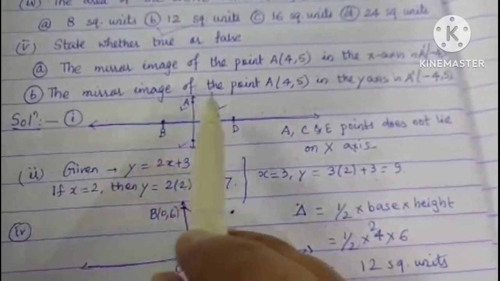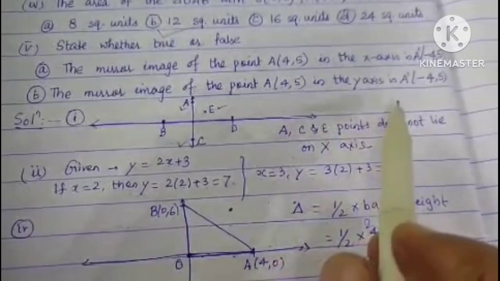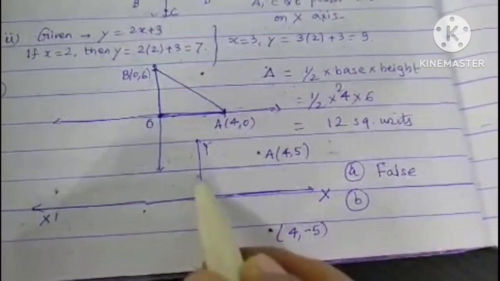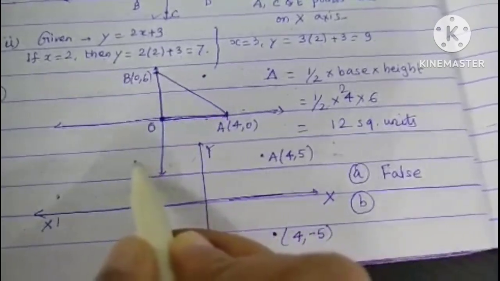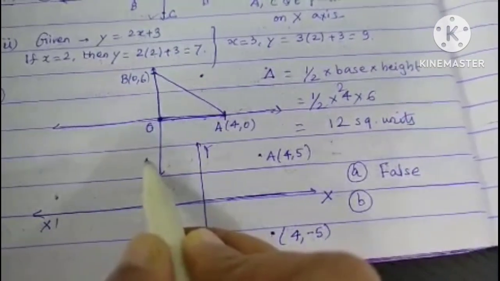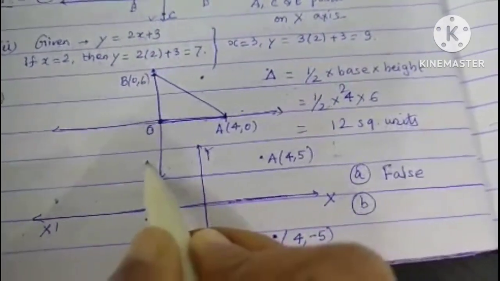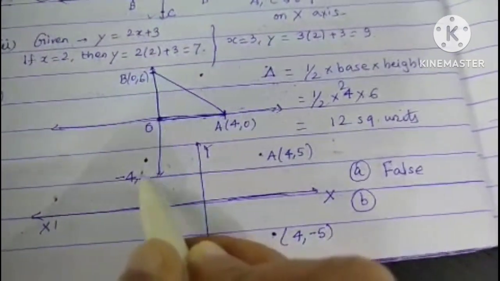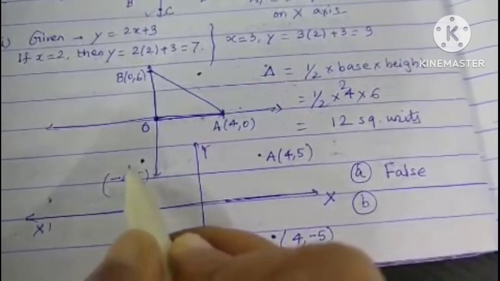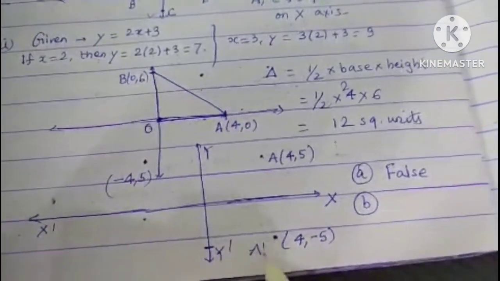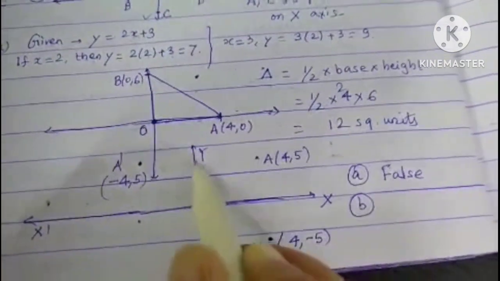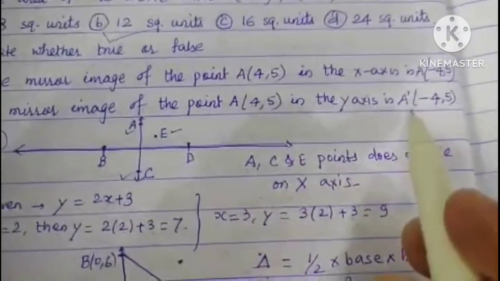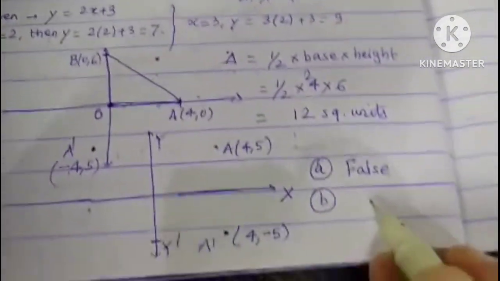Now let us suppose B. The mirror image of the point A(4, 5) in the y-axis is (-4, 5). If this is the point, then in the y-axis its mirror image will come somewhere here, and its coordinates will be x negative and y positive, because it is in quadrant 2. So in the y-axis its mirror image will be (-4, 5), and we have been given (-4, 5), so this is true.